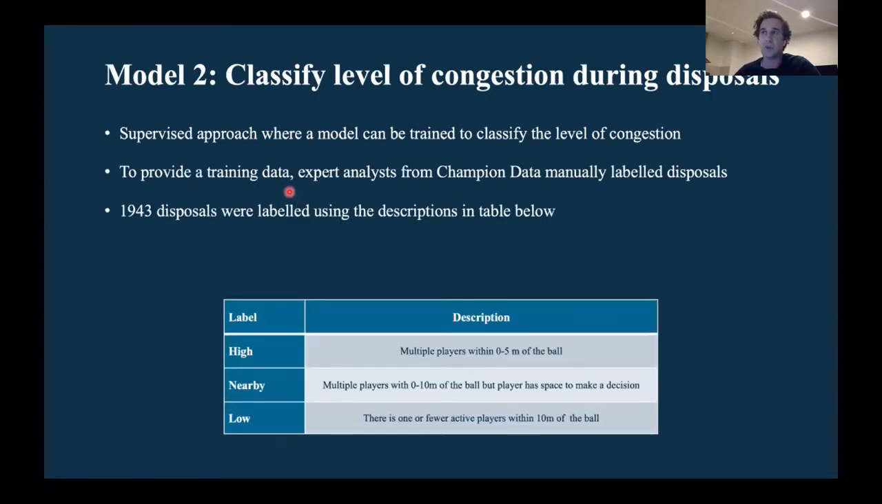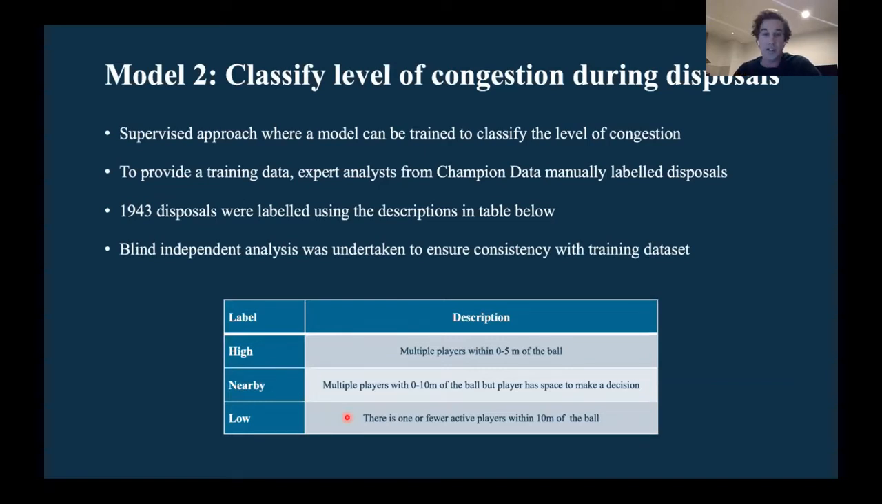Roughly 2,000 disposals were in our training data set, and they labeled them with 3 separate disposal labels here. They were either high congestion, which is multiple players within 0, nearby congestion, which was 0 to 10 meters, but the player did have space to move into, and finally low. That was when there were 1 or fewer active players within 10 meters of the ball.